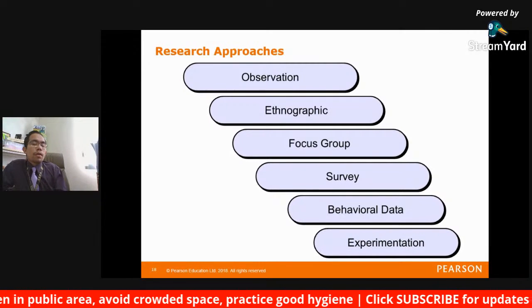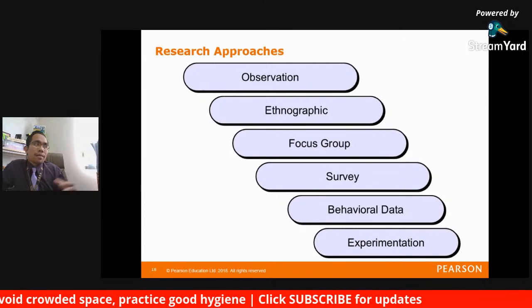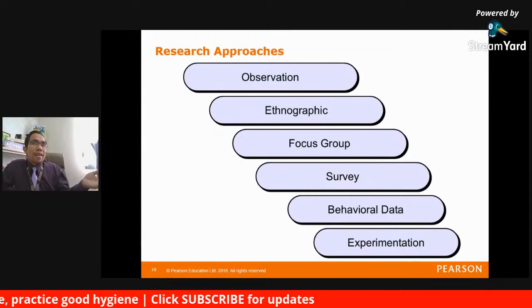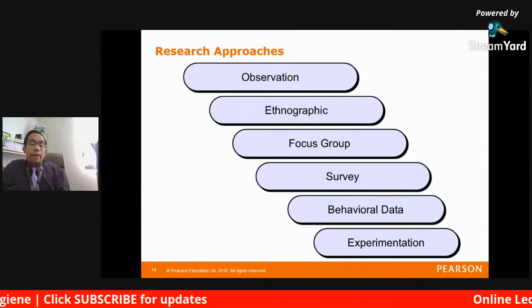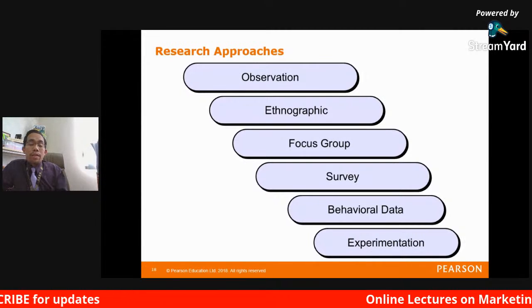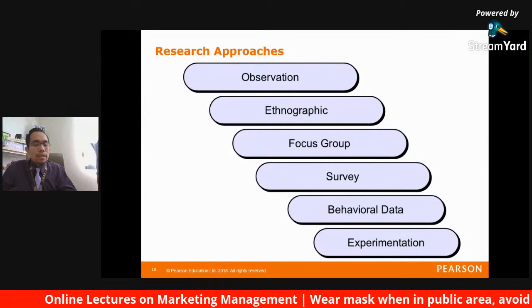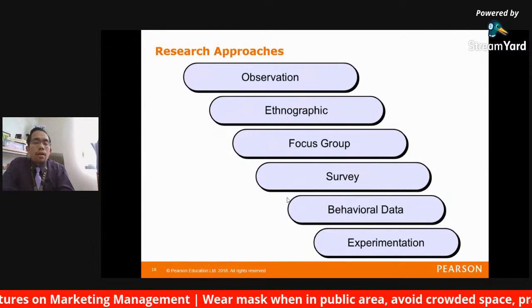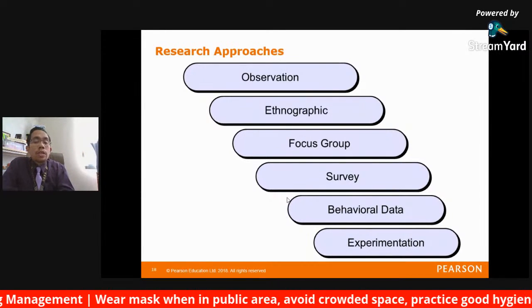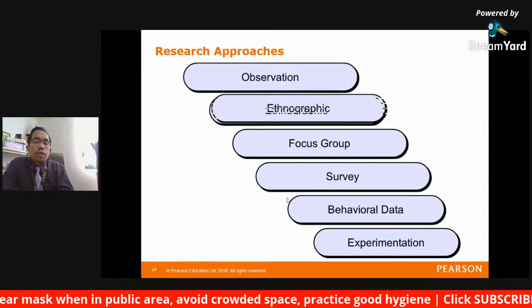Experimentation, like right in the lab. You can do experimentation on humans as well. You want to test, test on what? Before use and after use.